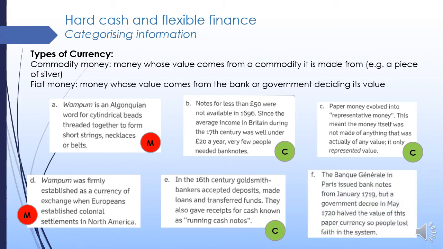The Banque Générale in Paris issued banknotes from January 1719, but a government decree in May 1720 halved the value of this paper currency, so people lost faith in the system. You guessed it right, this is on the history of credit.